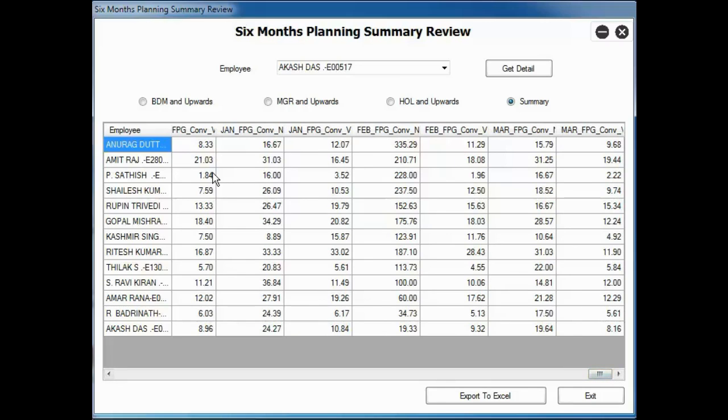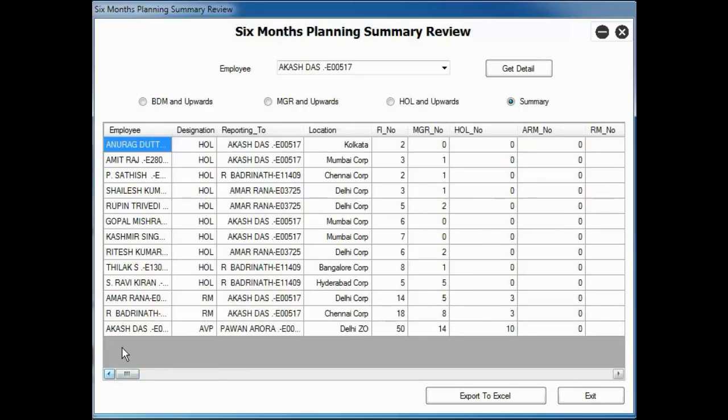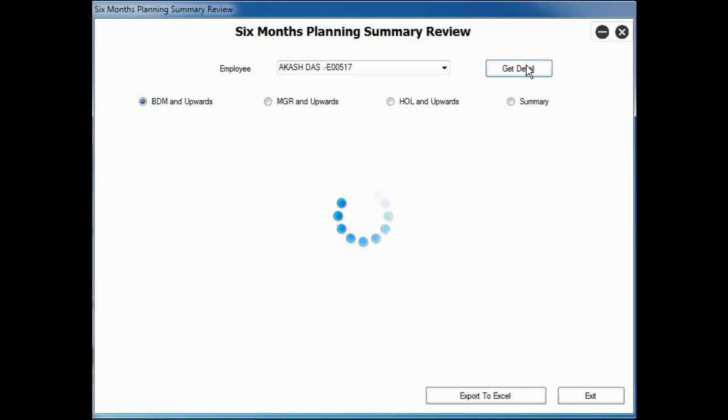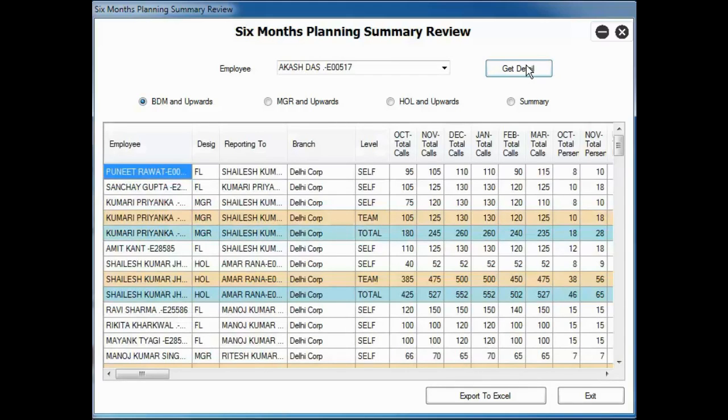So let's take a quick glimpse back here. I want to see the details for, let's say, Anurag ji. So Anurag Datta, I want to see all the details for Anurag Datta. So what I will do is, here is Anurag Datta's details, who's an HOL. I'll go to BDM and upwards. I will get the detail here. So it will quickly fetch all the data for me. But mind you, the data that I will get is for everybody. And now let's see where Anurag ji is.